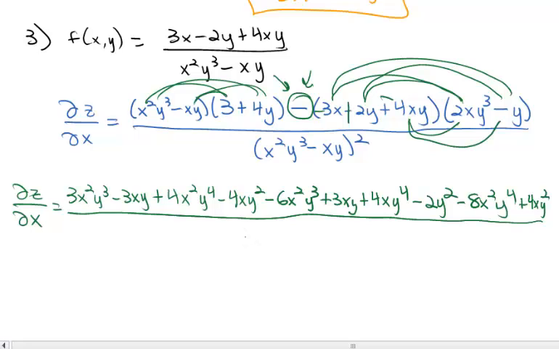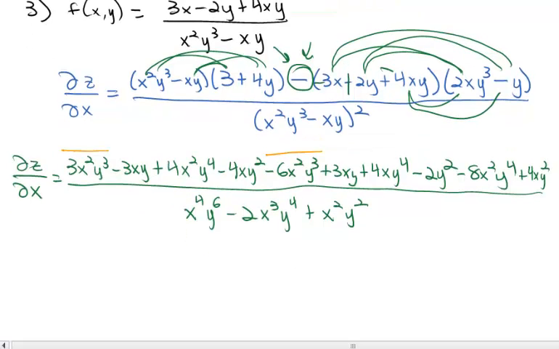Let's see, do we want to multiply that out? I guess we might as well. So when we square that, we got x to the fourth y to the sixth, minus 2x cubed y to the fourth, plus x squared y squared. And now we'll see if there's any like terms. So we've got x squared y cubed. Any more x squared y cubes? There's an x squared y cubed. I think that's it. So 3 minus 6 is negative 3x squared y cubed.